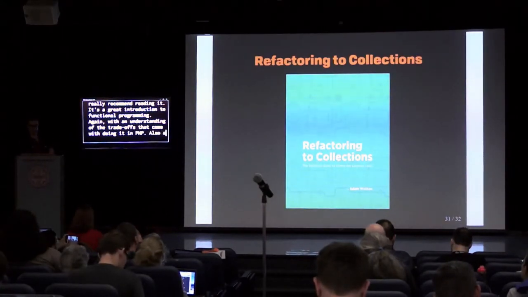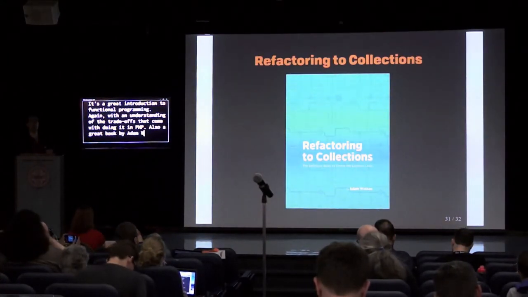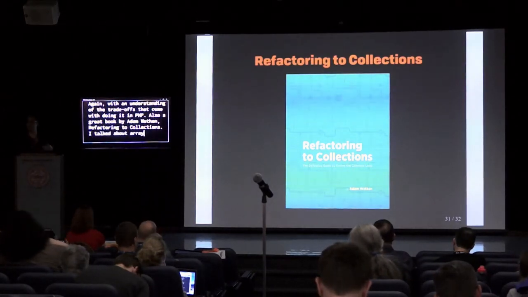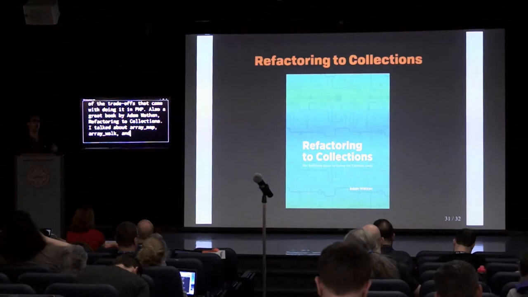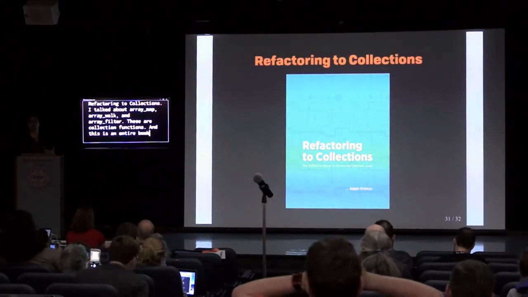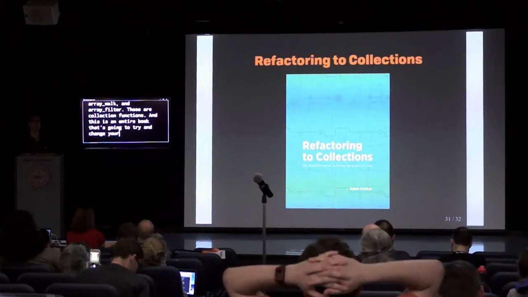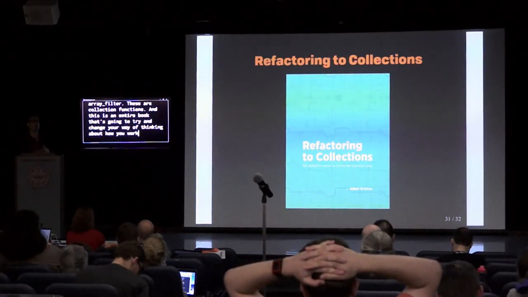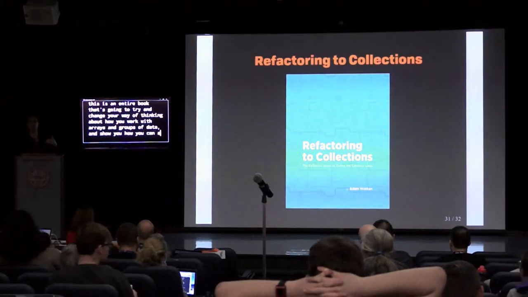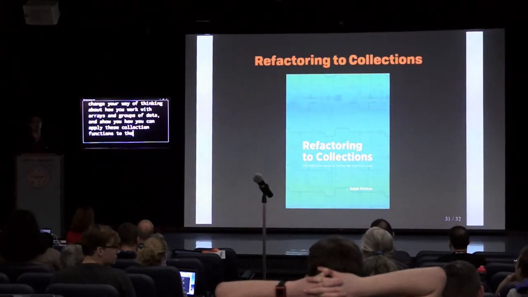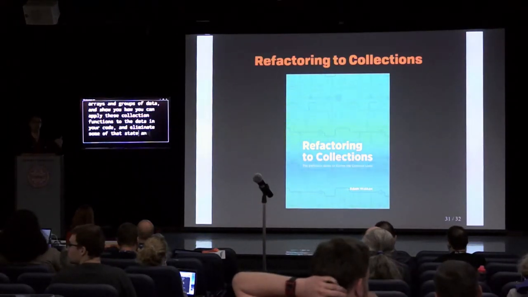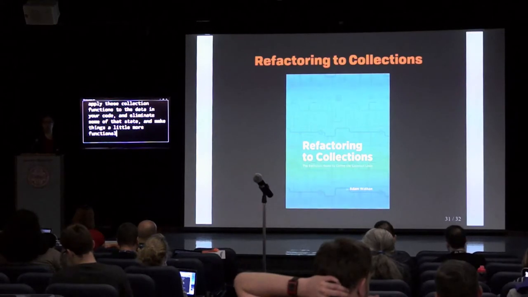Also, a great book by Adam Wathen, Refactoring to Collections. I talked about array map, array walk, and array filter. These are collection functions. And this is an entire book that's going to try and change your way of thinking about how you work with arrays and groups of data and show you how you can apply these collection functions to the data in your code and eliminate some of that state and make things a little more functional style, a little more pure.